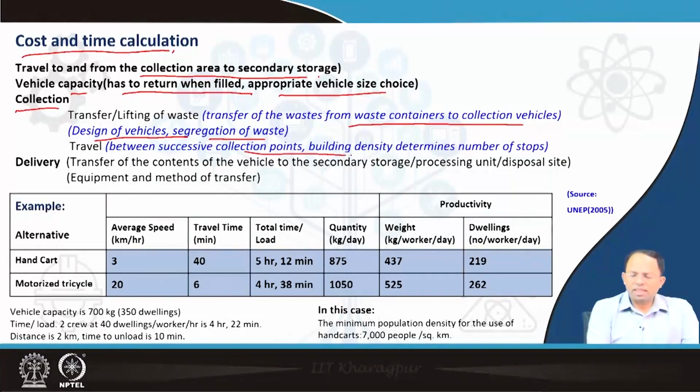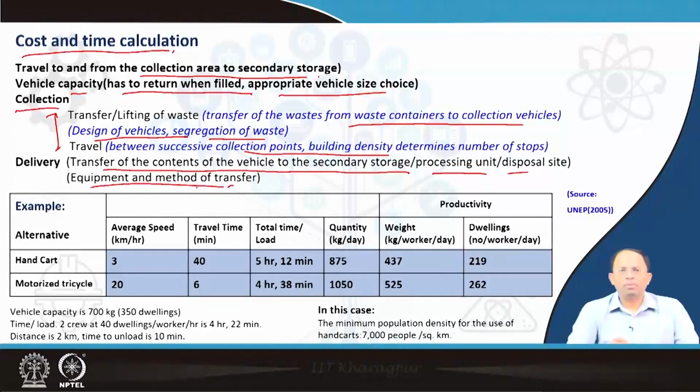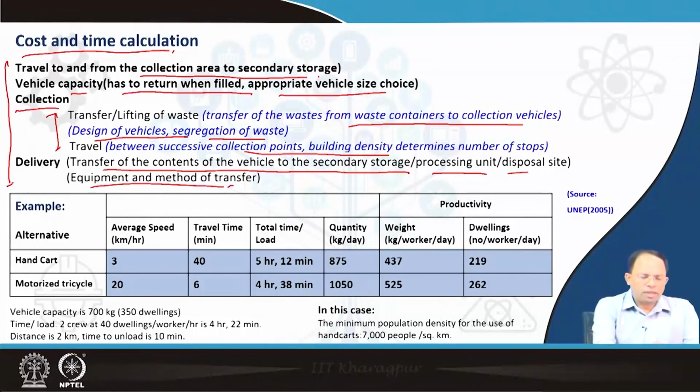Travel between successive collection points: building density determines the number of stops among those points. So this will increase the time of the overall collection. Delivery: transfer of contents of the vehicle to the secondary storage, processing unit or disposal site as per requirement. Equipment and method of transfer. So these are the things which will influence my overall collection system. So time is how we are going to calculate, and then cost is as per the equipment and the manpower that is required, we have to calculate the cost.